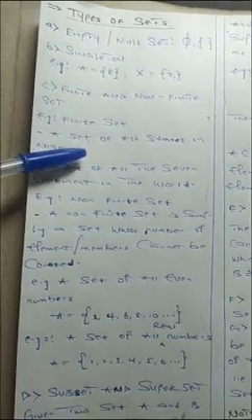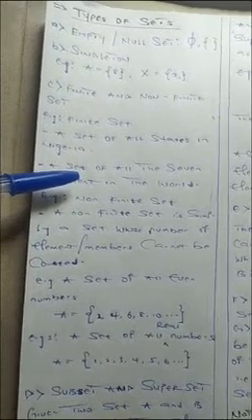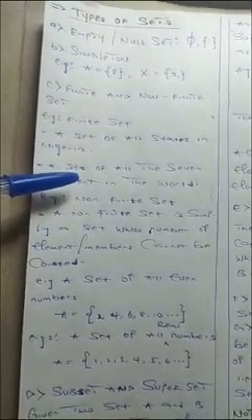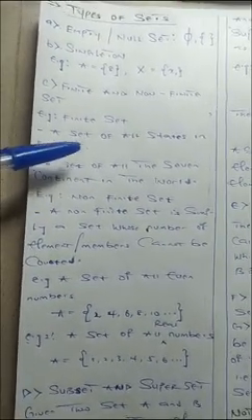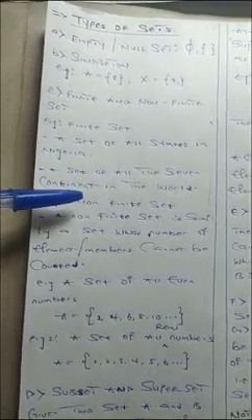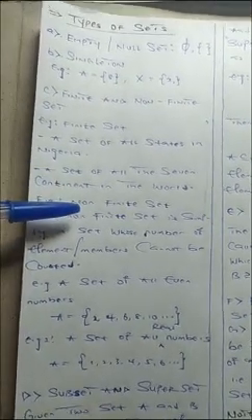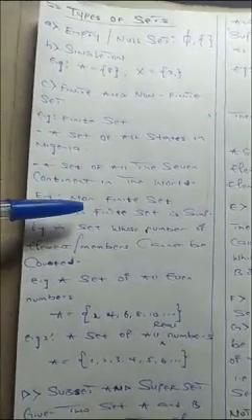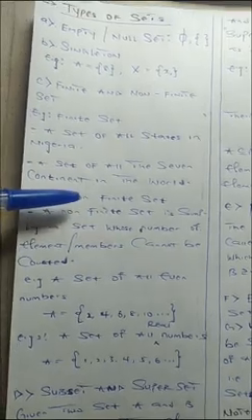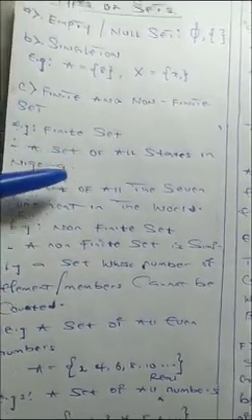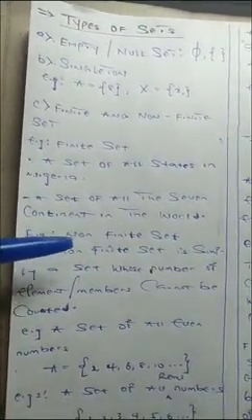Example of a finite set, we have the set of all states in Nigeria. If you start listing them, it's 36 in number, which means it's countable. Now we have the second one, a set of all 7 continents in the world. It's 7 already, that means it's also countable. So whenever a set is countable, the set is classified under finite set.